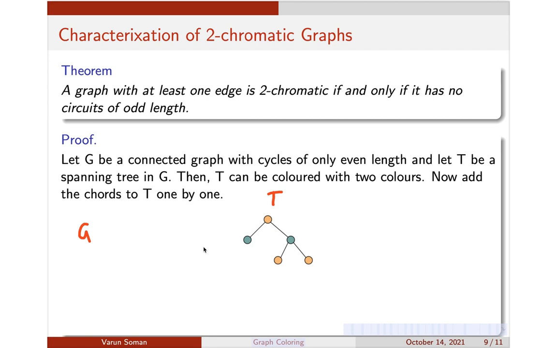Okay, so how will the chords be coming? Suppose some chords will be coming like this. Maybe one chord is like this, or maybe another chord is like this. So when I complete the chords, maybe I'll be getting back the original G.